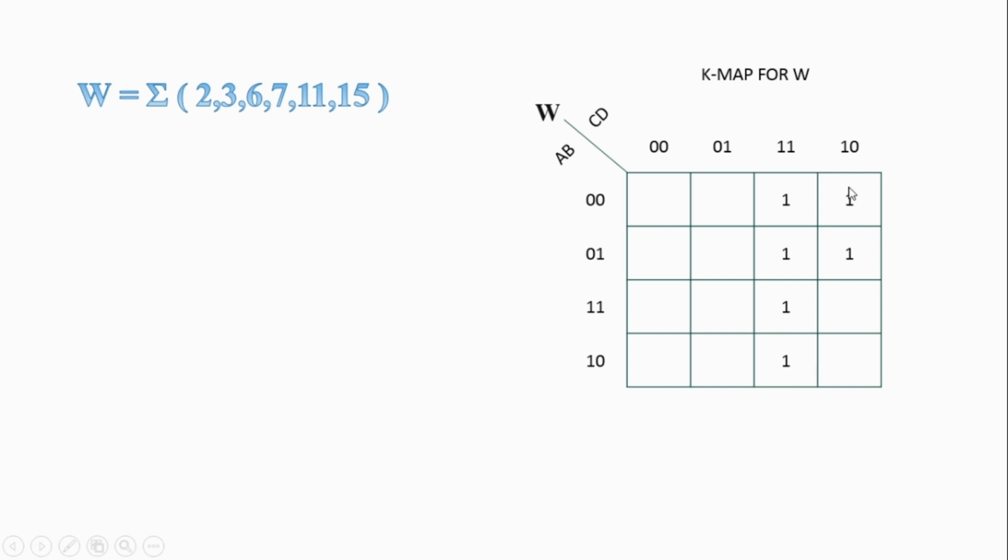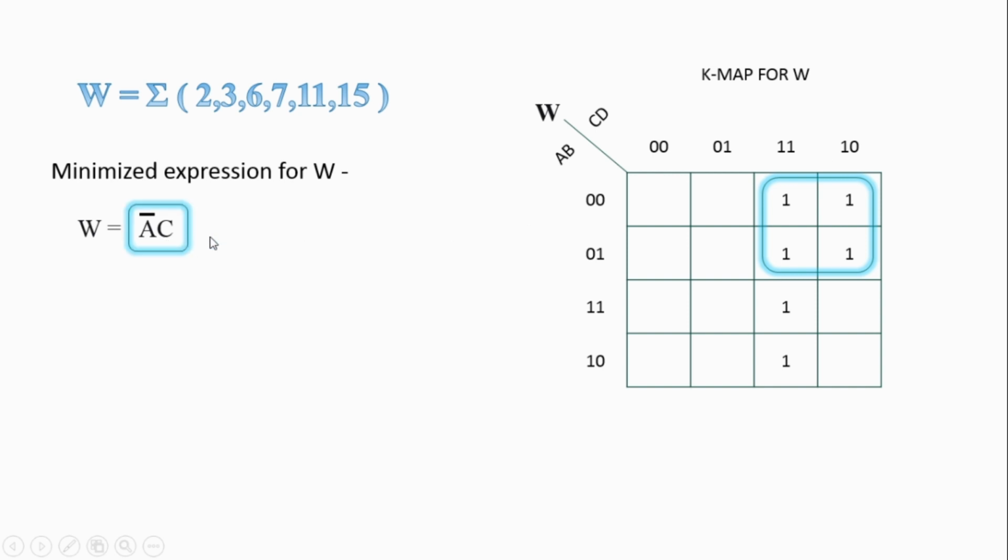Now we can see that clearly there are 2 quads being generated, one here and one here. In the first quad, only A bar is constant, and here only C is constant. So the term expression is A bar C. The next group is an octet, where AB is changing, so no term is present. Similarly, the C and D expression is created.